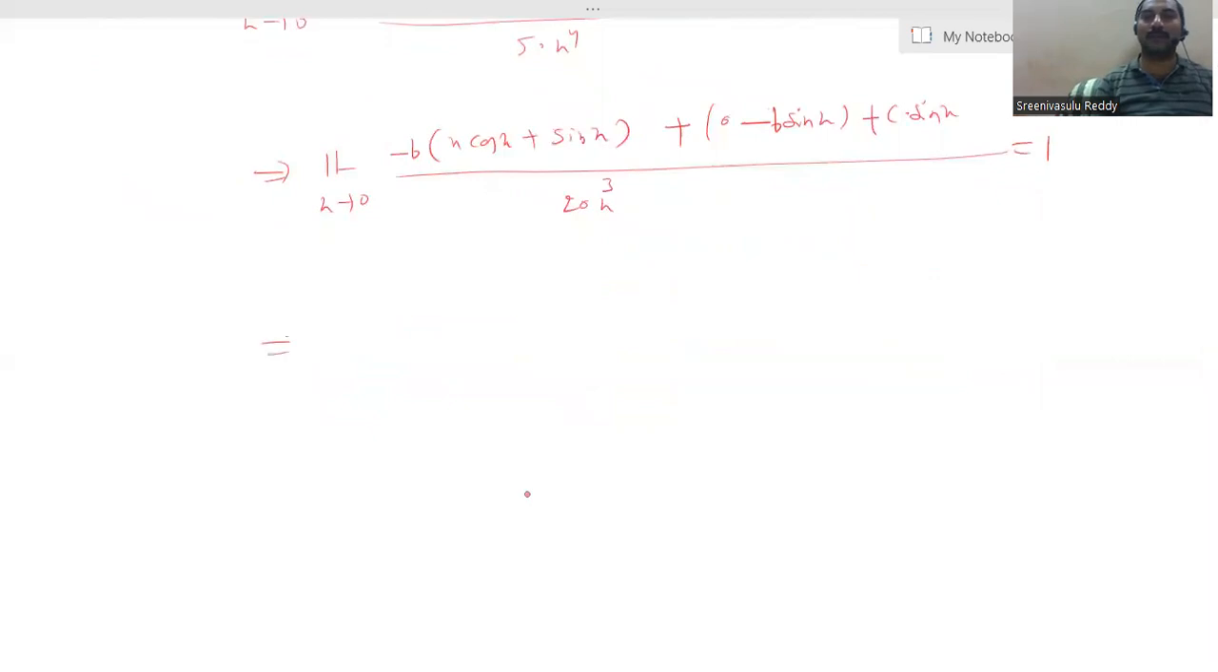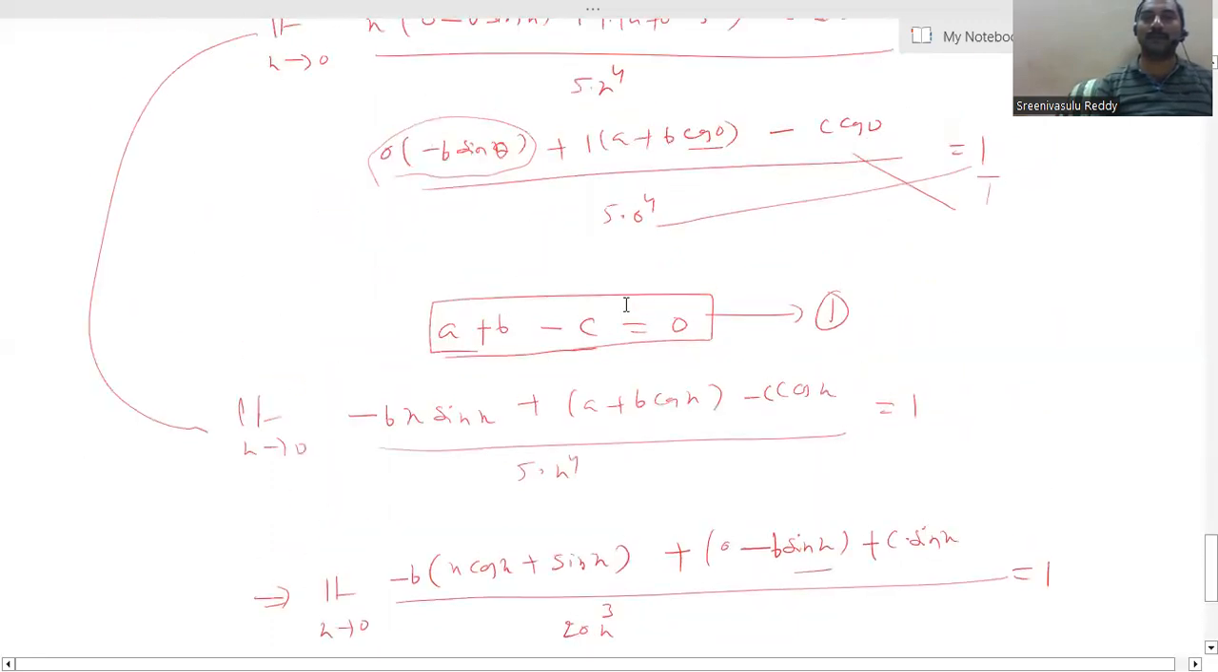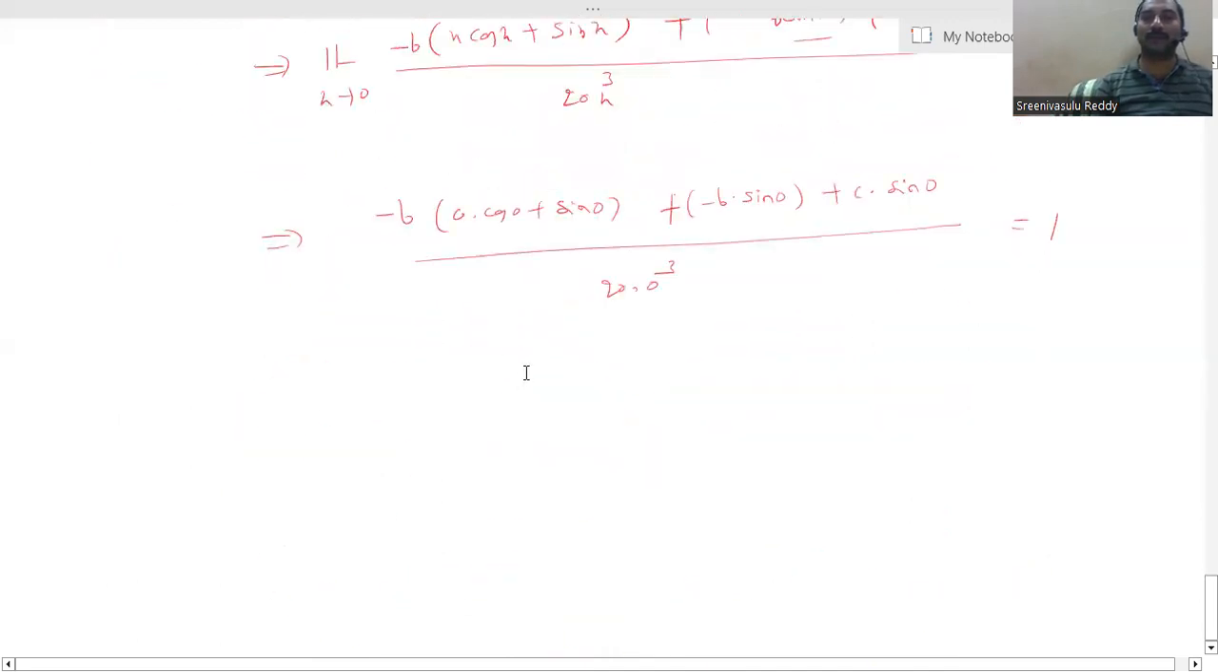Now substitute the x value. We get minus b times 0 into cos 0 plus sin 0, plus minus b sin 0, plus c into sin 0, divided by 20 into 0 cube, equal to 1.